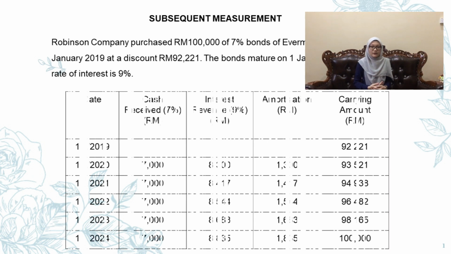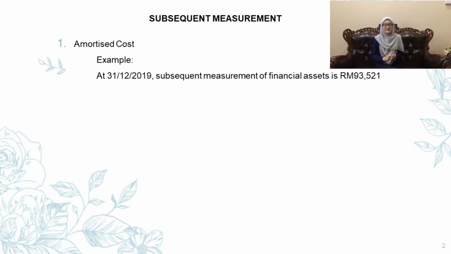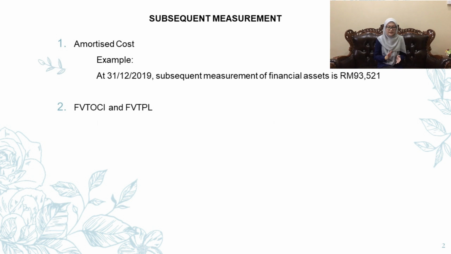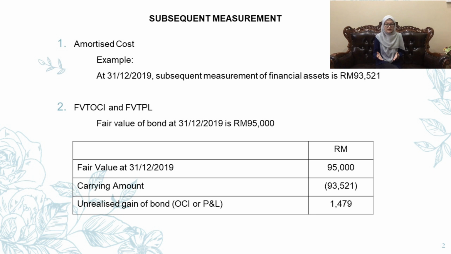I already prepared the table of amortization for you all. For amortized cost, at 31st December 2019, the subsequent measurement of financial asset is 93,521 ringgit. Next is for FVTOCI and FVTPL. We assume that fair value of bond on 31st December 2019 is 95,000 ringgit. To get unrealized gain or loss of bond, fair value at 31st December 2019, which is 95,000 ringgit, minus carrying amount, which is 93,521 ringgit. So we will get the unrealized gain from this example, which is 1,479 ringgit.